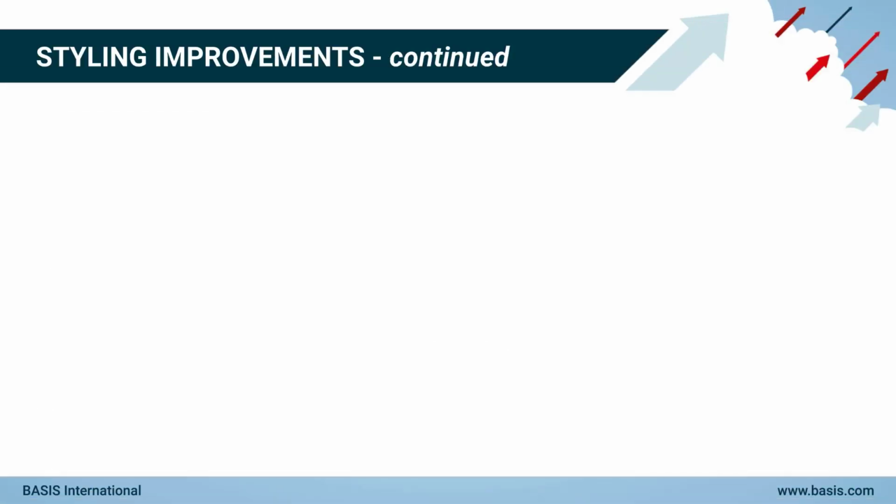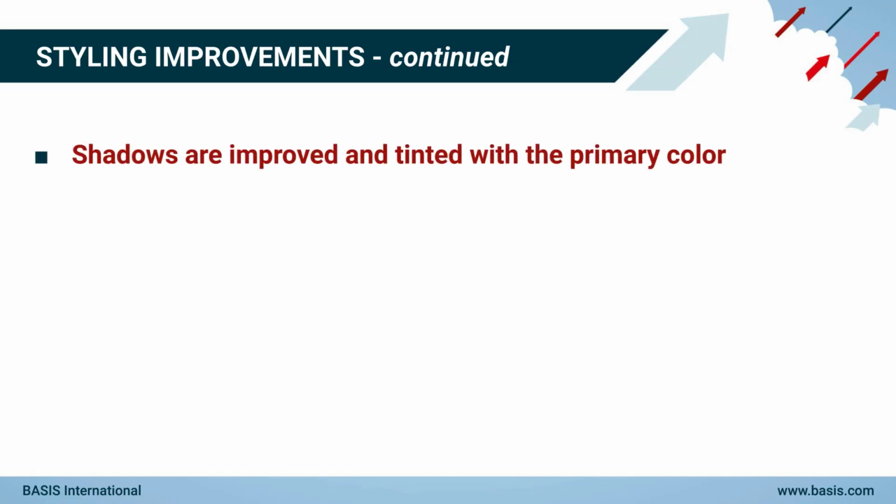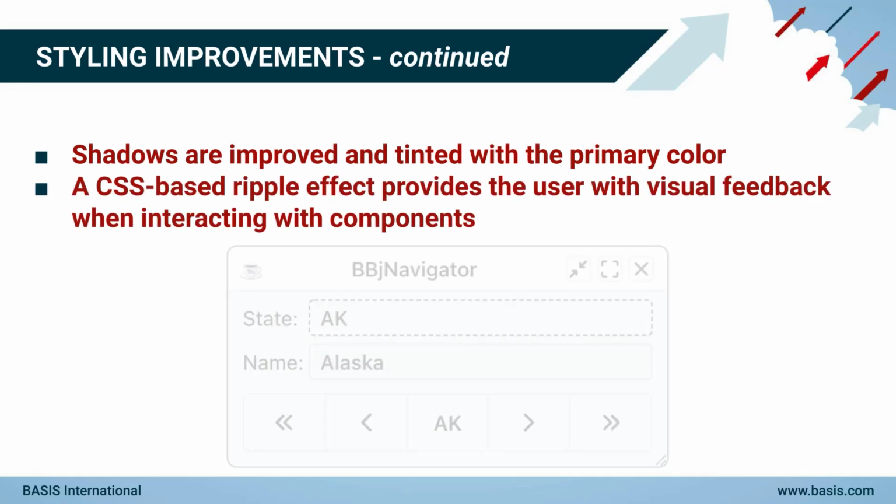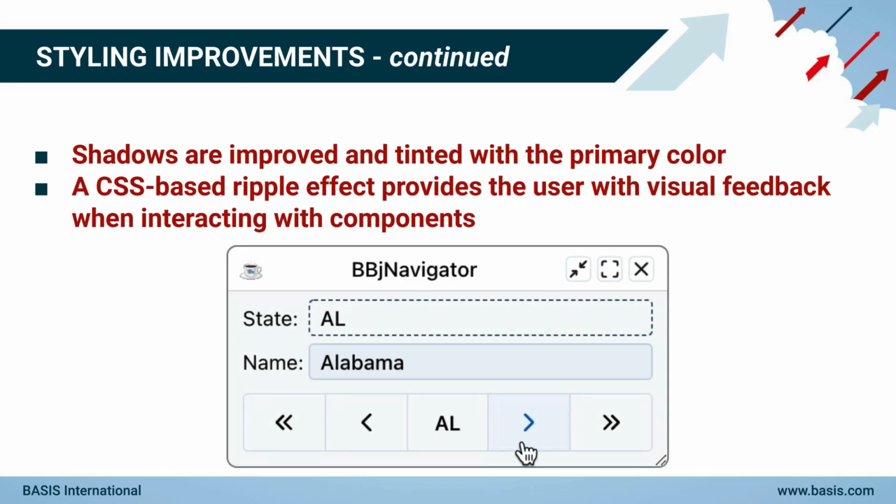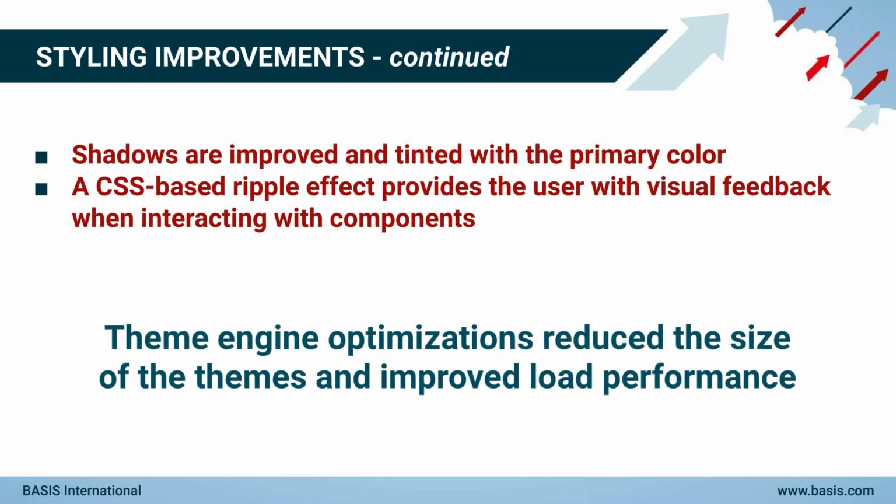But the styling improvements don't stop there. Shadows now use multiple layers to appear more natural, and we've tinted them with the primary color. There's even a new CSS-based ripple effect that provides the user with visual feedback when clicking on controls. And the DWC disables that effect automatically when the user has configured their system to reduce motion. Despite the new custom properties and improvements to the theme engine, the optimizations reduce the size of the themes and improve load performance.